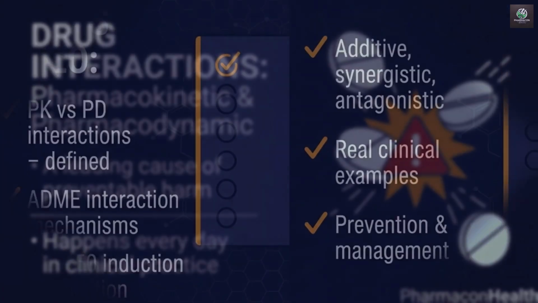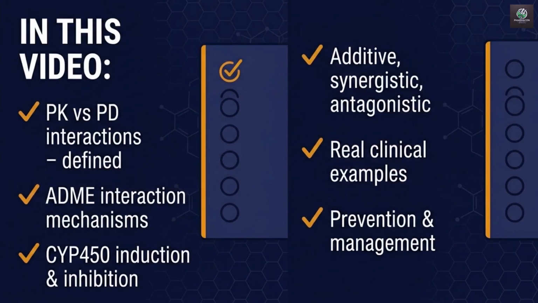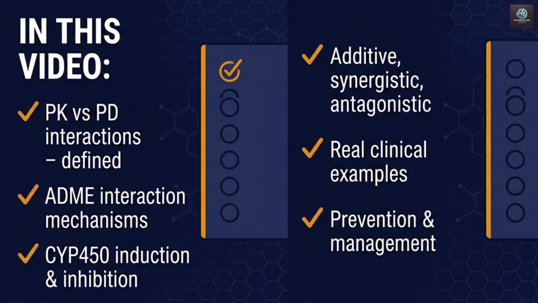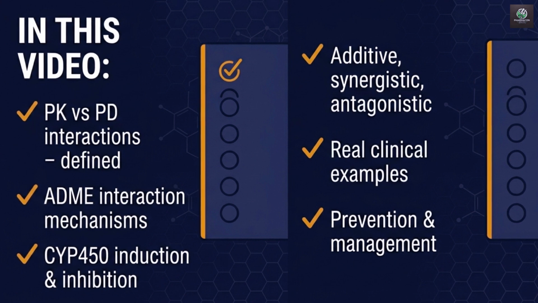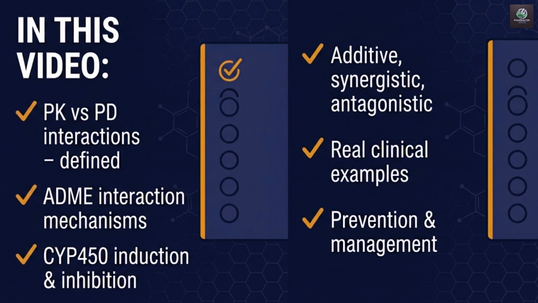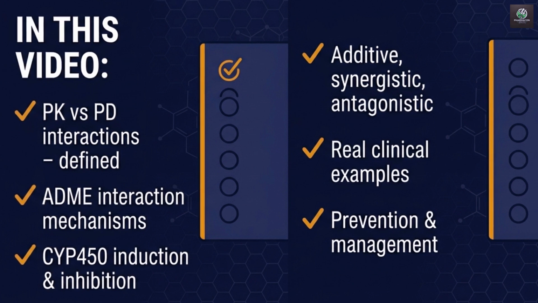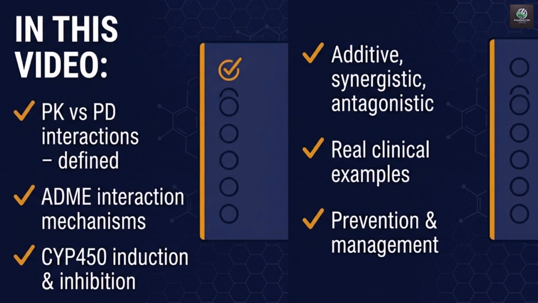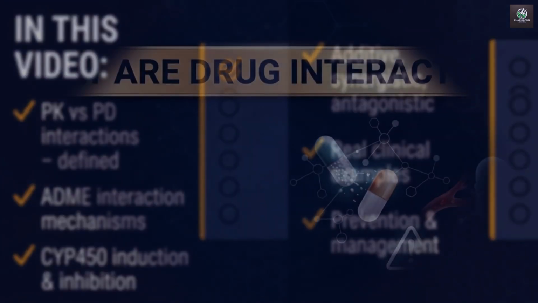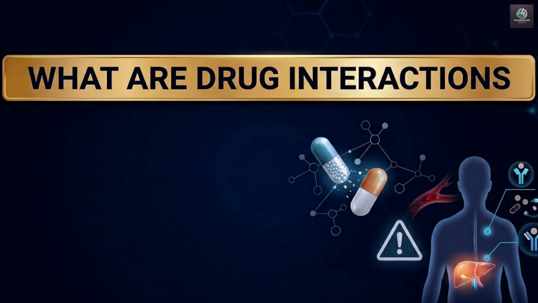By the end of this video, you will clearly understand the two major categories of drug interactions, pharmacokinetic and pharmacodynamic, the specific mechanisms within each category, clinically critical real-world examples including CYP450 interactions, protein-binding displacement, additive CNS depression, and serotonin syndrome, and the evidence-based strategies used to identify, prevent, and manage interactions in practice. Let us begin with the foundation, what drug interactions are and why they matter so much clinically.